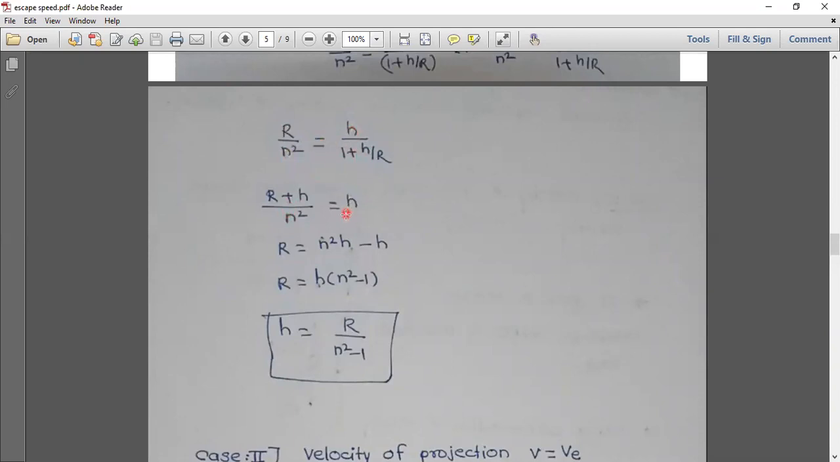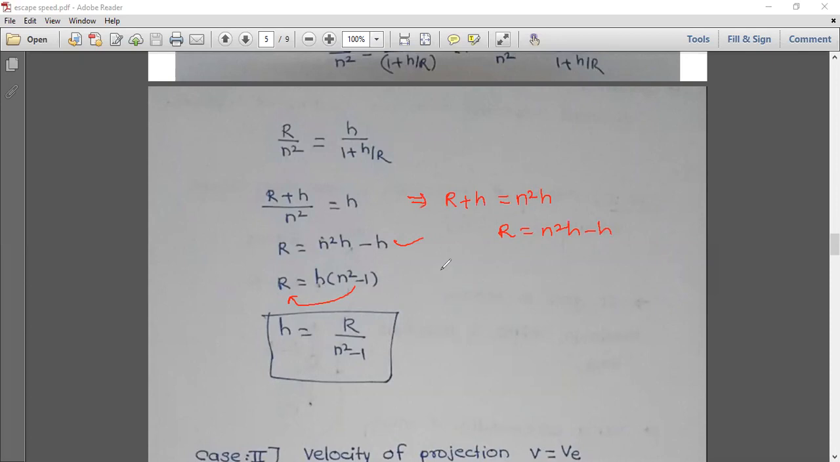By n square as it is, and what is left is h here. Now this n square I am transferring first here. I am doing one more step for you. See here. Now R plus h is equal to n square h, and now R is equal to n square h minus h, as I already did here. Clear? So if I take h common, I am getting n square minus 1, and therefore h is equal to, transferring this down here, R by n square minus 1.